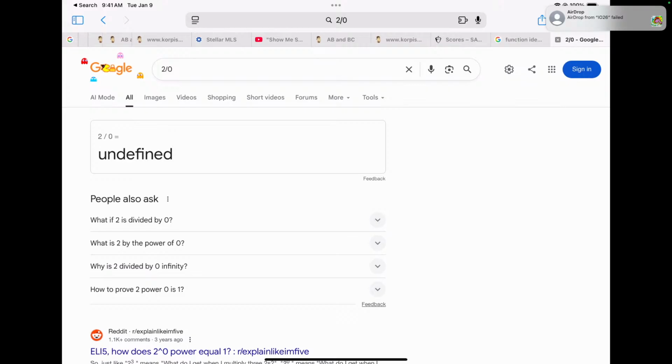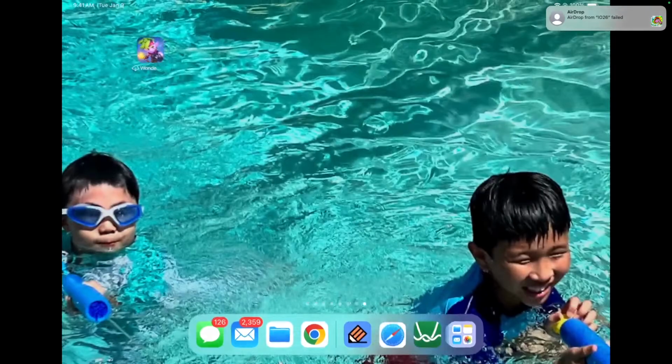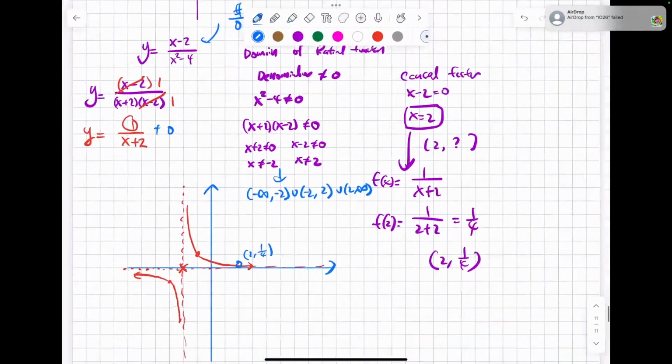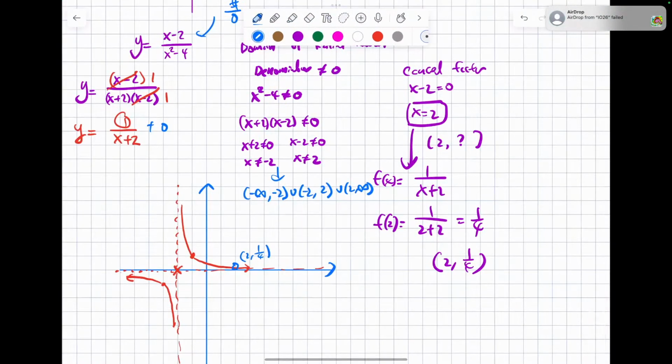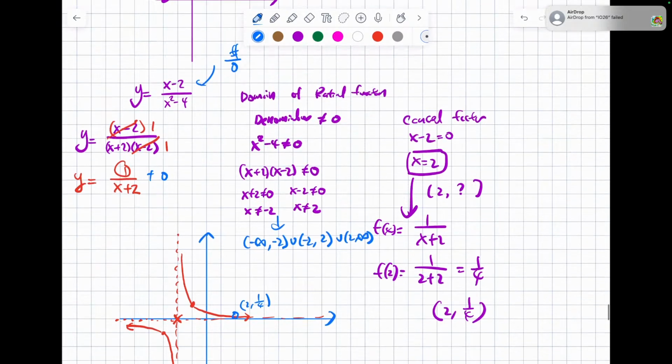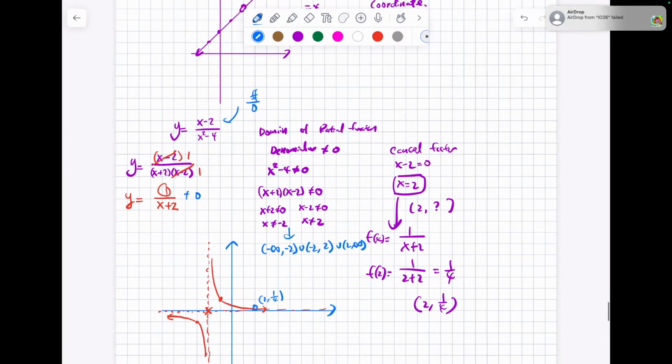Is that okay? And that's how I graph this. Any questions? What do you mean, what I add 0? Tell me where, hold on a second. Where? Here?